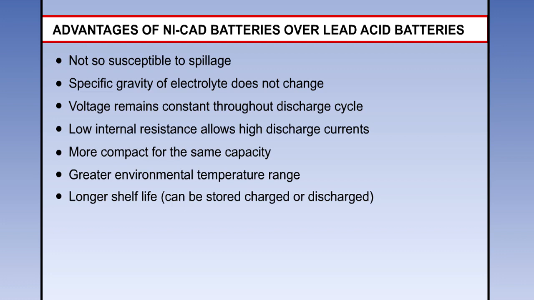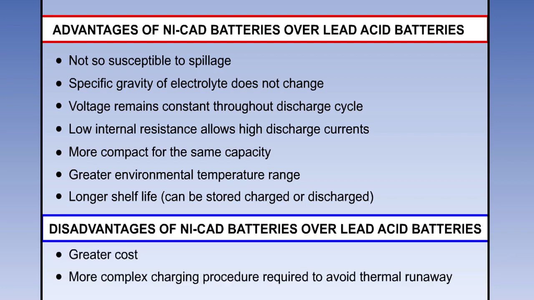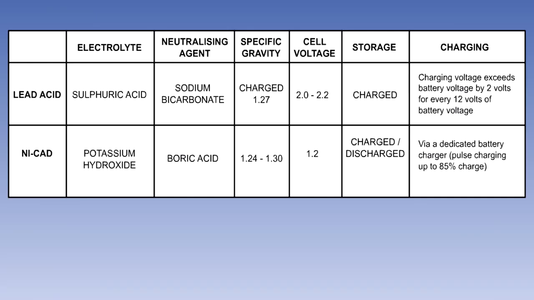That is the end of the lesson. On screen is a summary of the advantages that NiCad batteries have over lead-acid batteries. The main disadvantage that NiCad batteries have is the more complex charging procedure required to avoid thermal runaway. Spend a moment studying this table, then move on when you are ready. Displayed on the screen is a summary of the two types of battery. Again, spend a moment studying this before moving on.